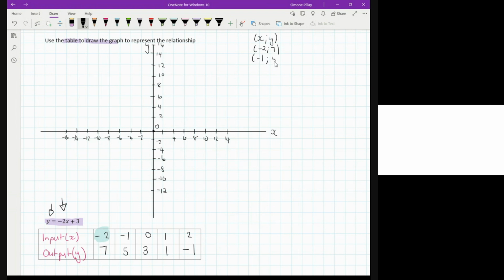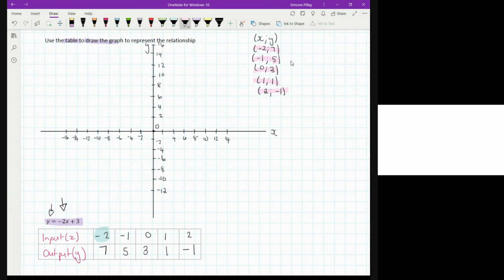5. Tell me the next coordinates. What would you write? 0 and 3. Then 1 and 1. 2 and -1. Okay. So now we've written out our coordinates. Now my life is easier. I can just leave the table because I now have all my coordinates.